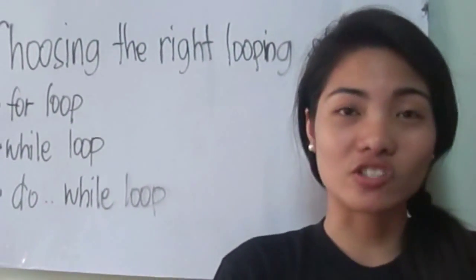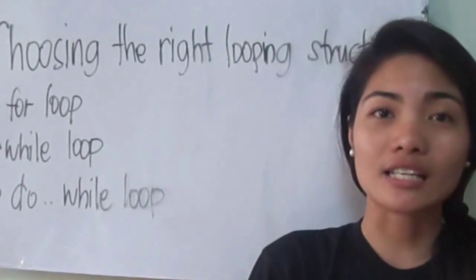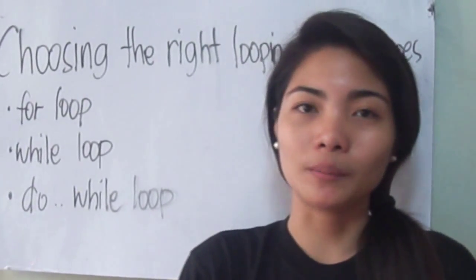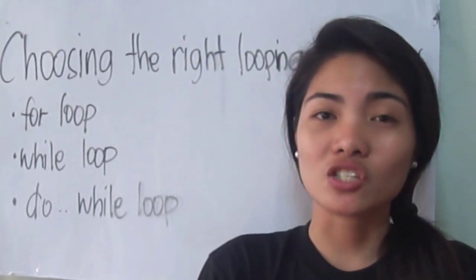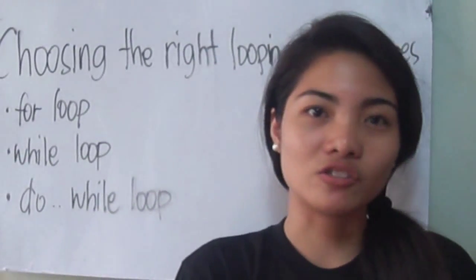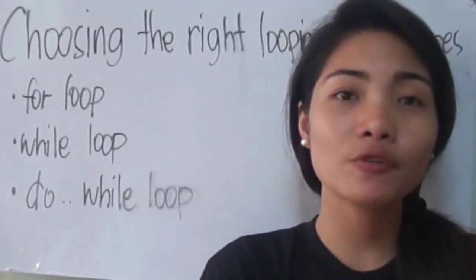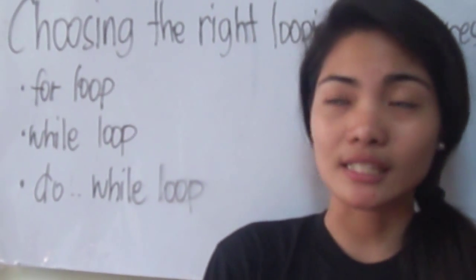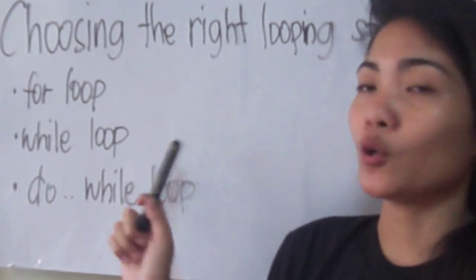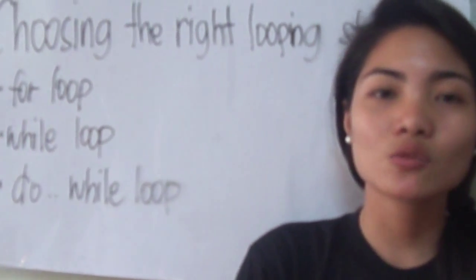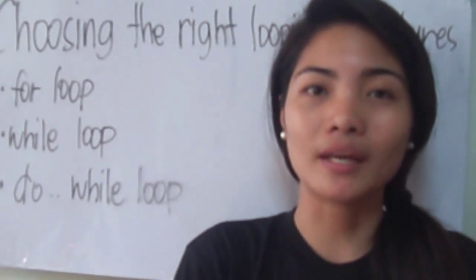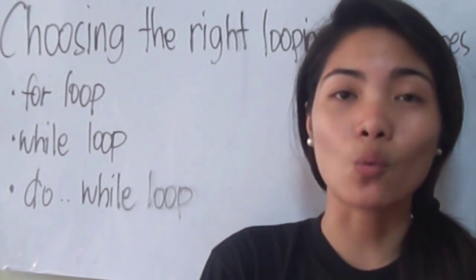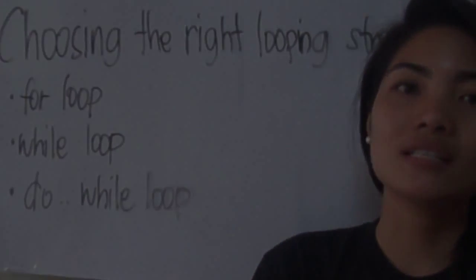Choosing the right looping structure. The 3 loops that we have discussed earlier have their own places in Java. First, if you know, and the program can determine in advance, the number of repetitions needed, the for loop is the correct choice. The second one is if you do not know, and the program cannot determine in advance, the number of repetitions needed, and it could be 0, the while loop is the correct choice. And the last one is if you do not know, and the program cannot determine in advance, the number of repetitions needed, and it is at least 1, the do while loop is the right choice.